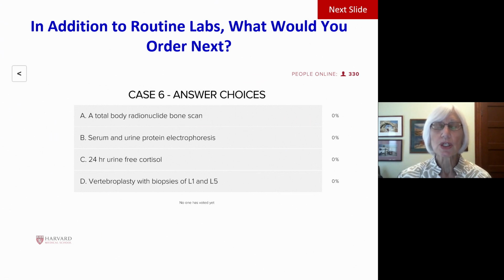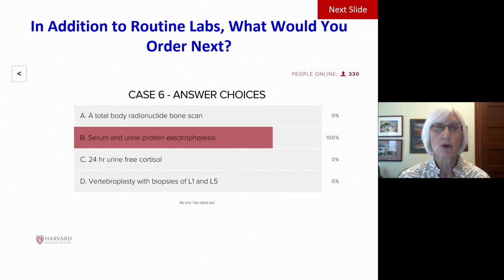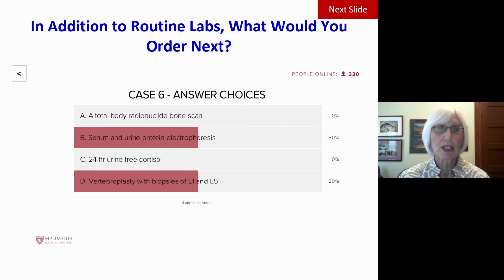So in addition to routine labs, what would you order next? A, a total body radionuclide bone scan. B, serum and urine protein electrophoresis. C, a 24-hour urine free cortisol. Or D, vertebroplasty with biopsies of L1 and L5.